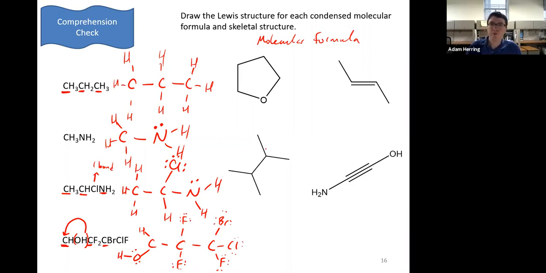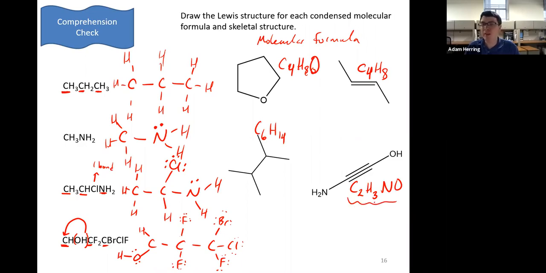Okay. Here, you should have gotten C4H8O. This is C4H8, C6H14, and this one, C2H3NO. Now, in this case, as long as you got the right number of each element, it doesn't matter if you put them in a different order.